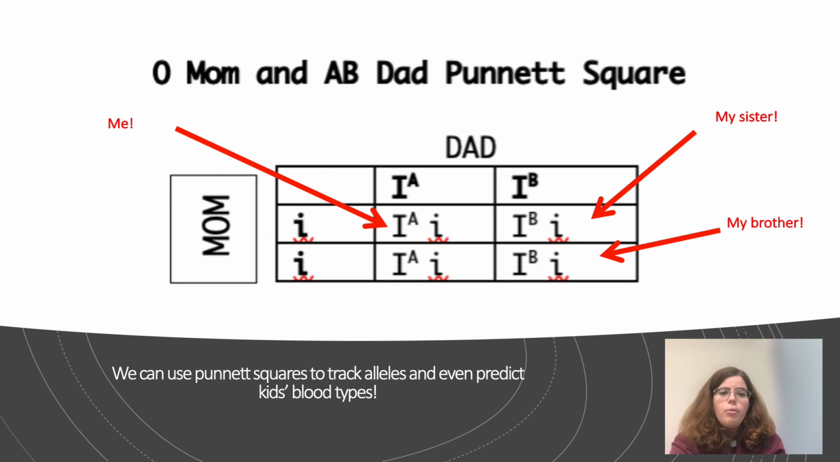So in the middle, we see that there's 2 chances of an A blood type and 2 chances of a B blood type. And that plays out in reality. My blood type is an A, but both of my siblings have B blood types.